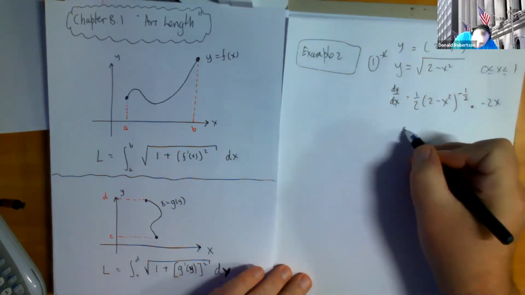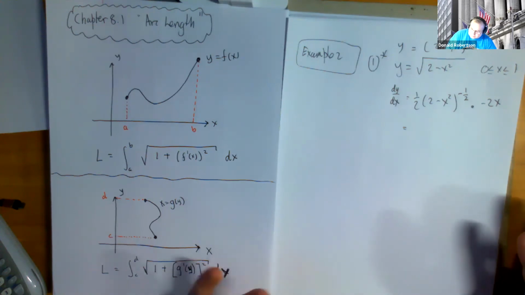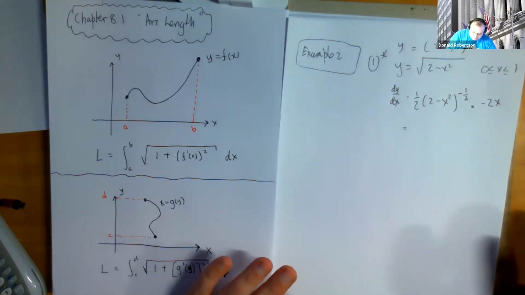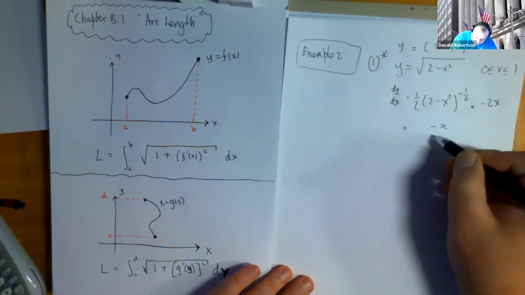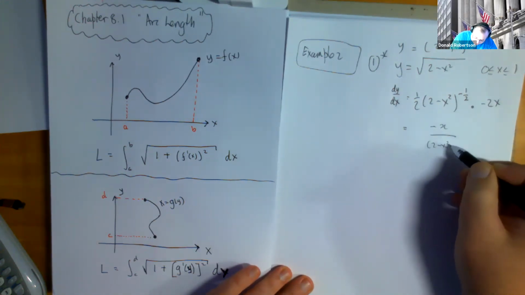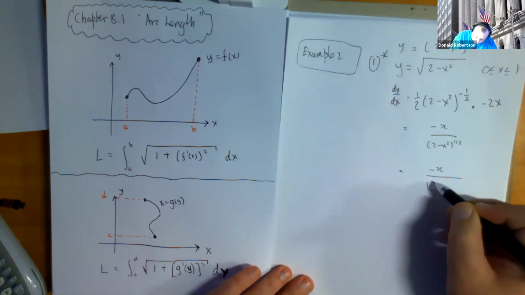Now we're going to do style points. Style points are make it as pretty as you can and make it look like the original. So this times this gets me negative x. This negative 1/2 power becomes that. And this now becomes that.